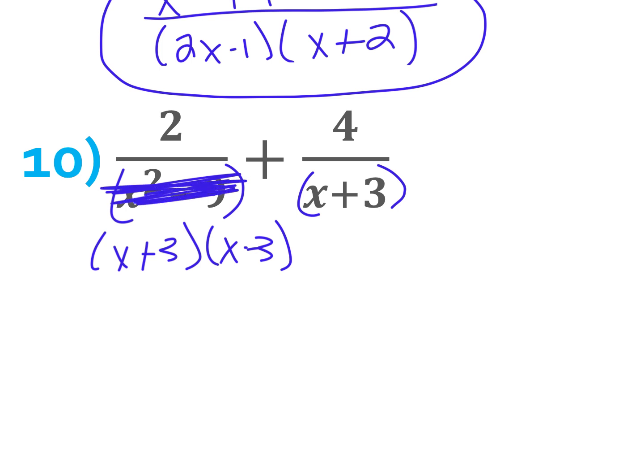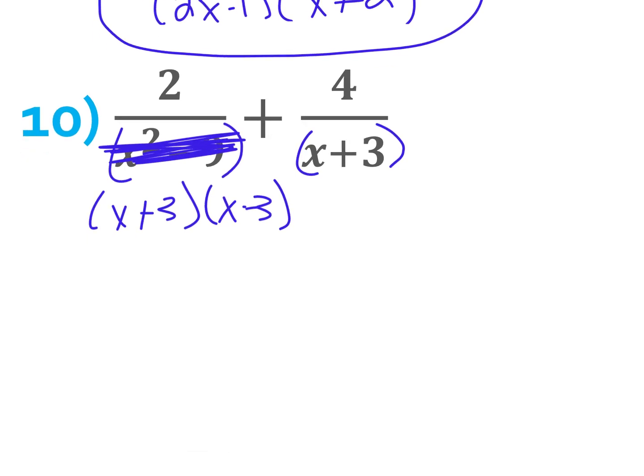So now I look and I say, okay, we have a little bit of a unique situation here because both denominators are kind of similar, but they're kind of different. So when you have a case where one denominator has something in common, but then the other one doesn't, you're just going to write down, first of all, the thing that they have in common. So they both have an x plus 3. And then we're going to write down the thing that they don't have in common, which is the x minus 3.